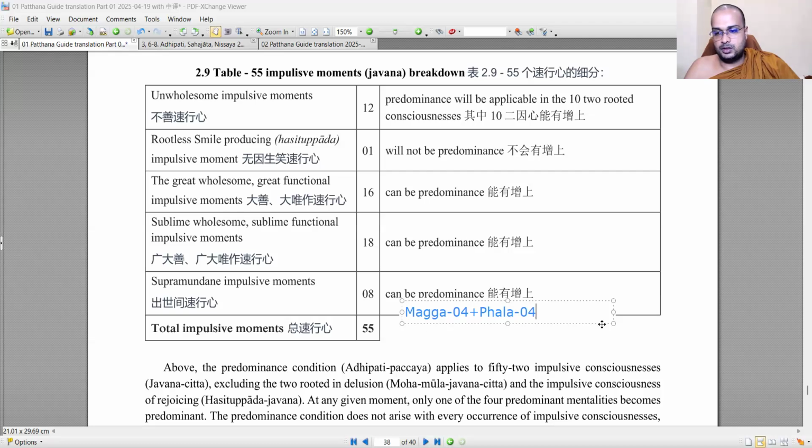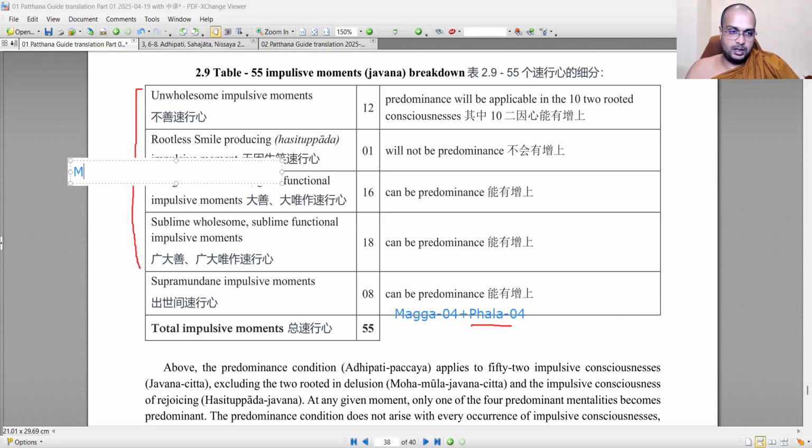Again, there are four consciousnesses. So the phala consciousness, the resultant consciousness, the fruit consciousness, is applicable for the supramundane states here. But when you look at this part of the chart, we have the mundane consciousness, the Lokiya Chittas. We have the mundane consciousness here in this part of the table.